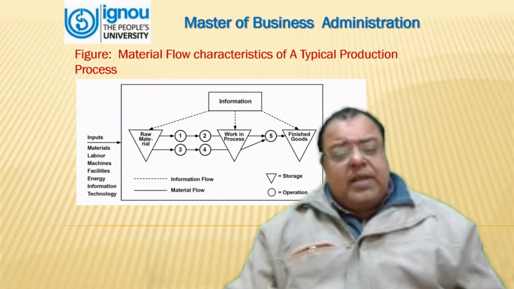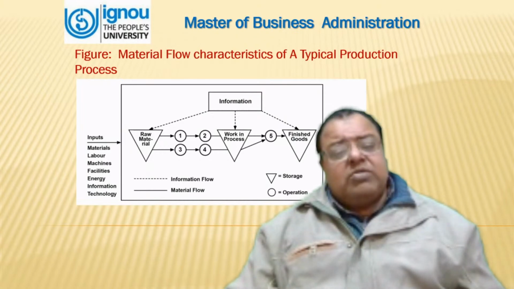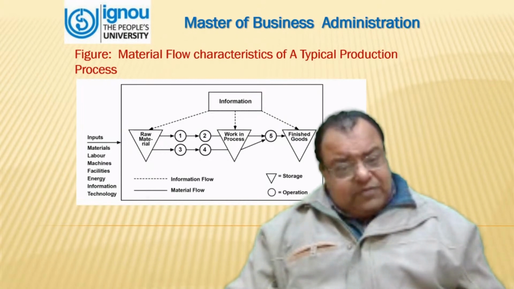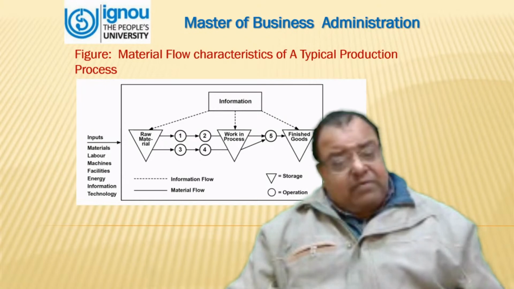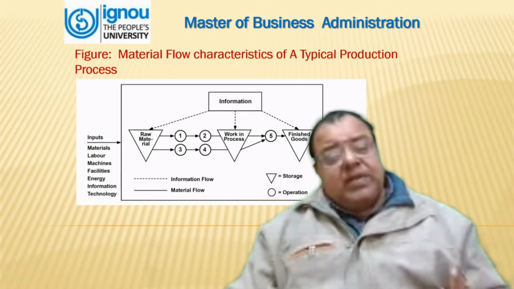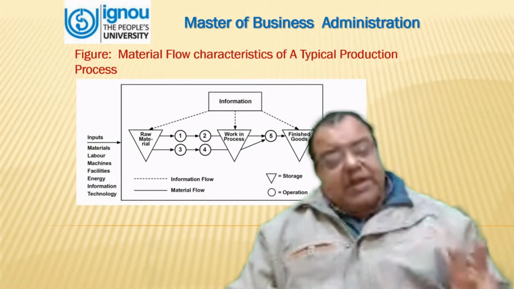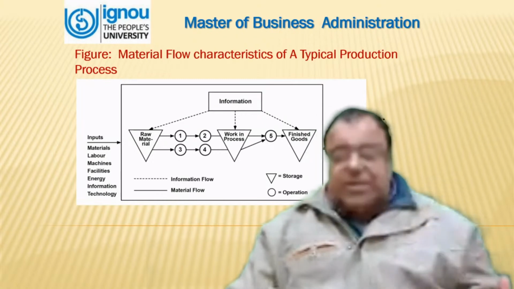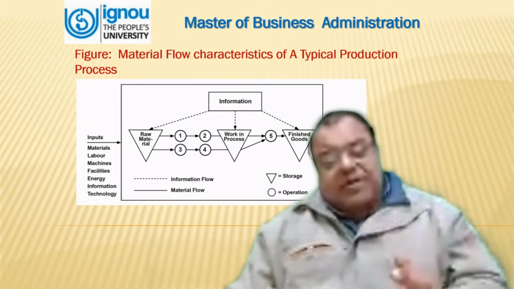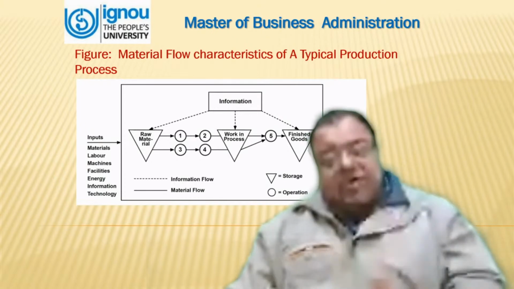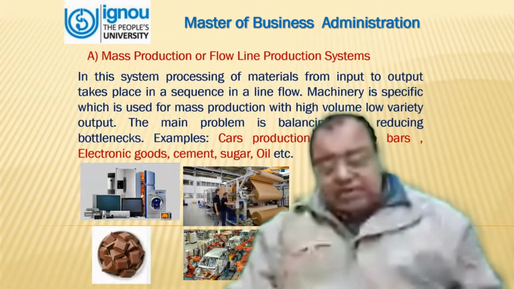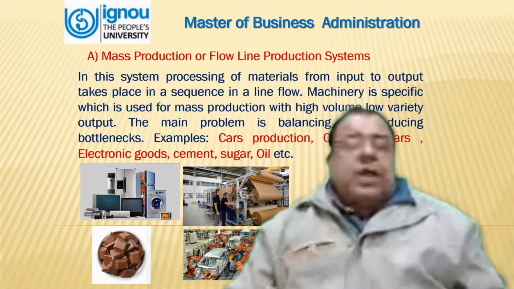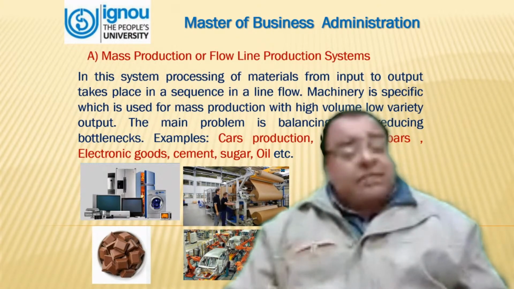The dotted line shows how the information moves, and the dark lines with arrows depict the material flow. And the inverted triangles basically are storage, because raw material has to be stored, work in process is on the shop floor, and finished goods are normally in the warehouses. Now we will start with mass production or flow line production system.